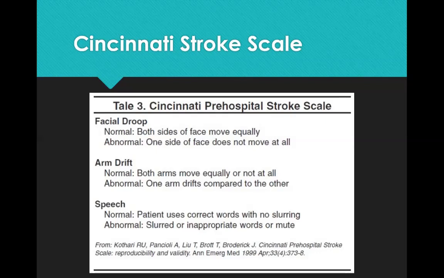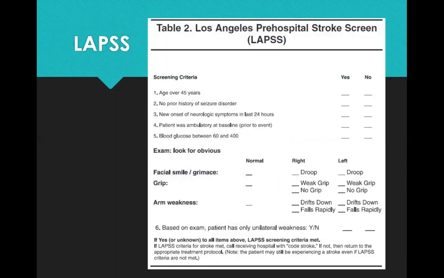Then you can ask them to repeat a simple statement, like Mary had a little lamb, and see whether they are using the correct words and whether there is any slurring. That would be a normal response. An abnormal response would be if their speech is slurred, or if they're not using the correct words, or if they're not able to respond at all. That would be an indication of a stroke as well. So you're assessing these three things: the facial droop, the arm drift, and the speech, using the Cincinnati Stroke Scale to determine whether somebody is having a stroke or not.